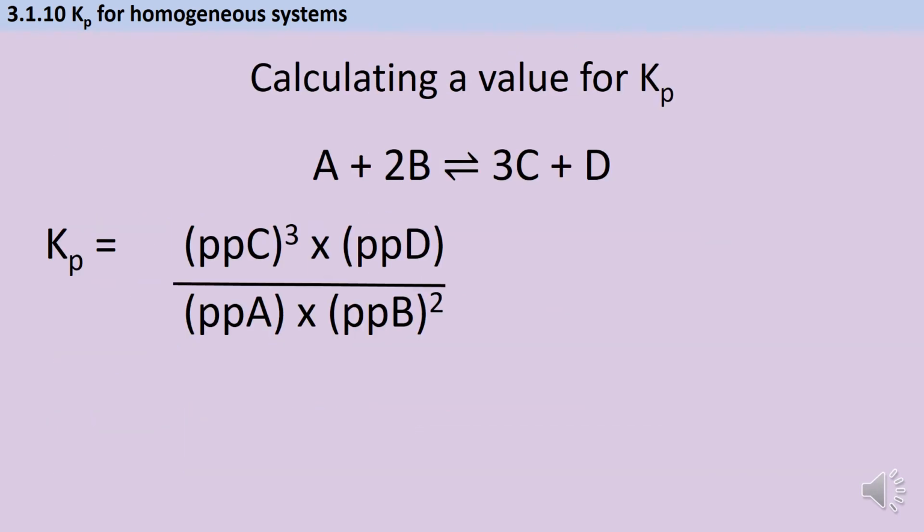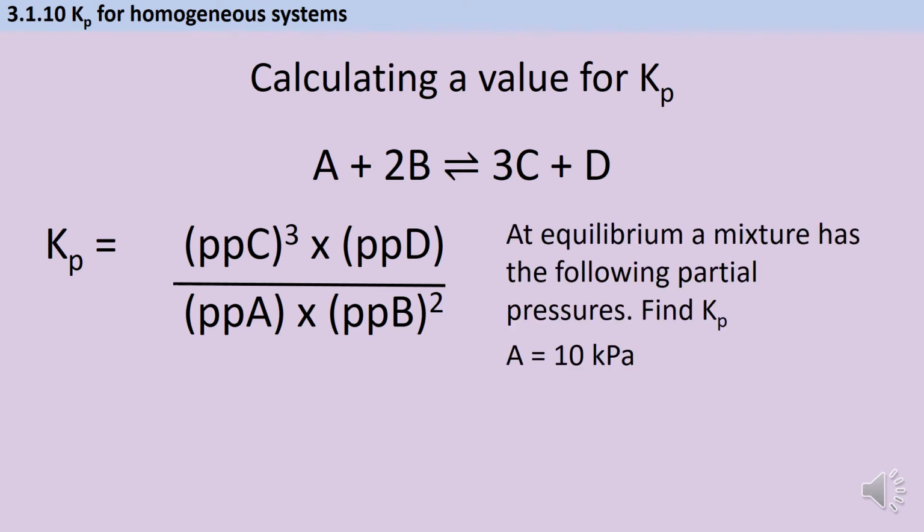So now you can write an expression for Kp. We haven't actually talked about what partial pressures are yet, and we are going to get to that. But first, let's do a little bit of practice substituting in some values to calculate a value for Kp. So let's say that for this particular reversible reaction, the partial pressures of the reactants and products are 10 kilopascals of A, 15 of B, 30 of C, and 45 of D.